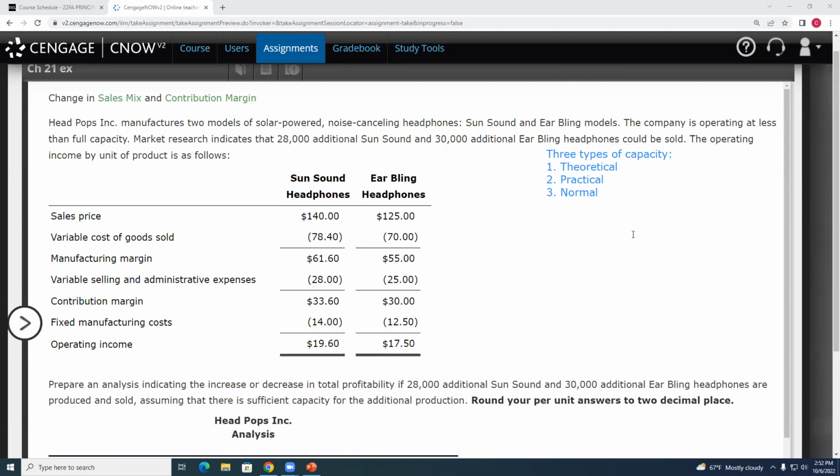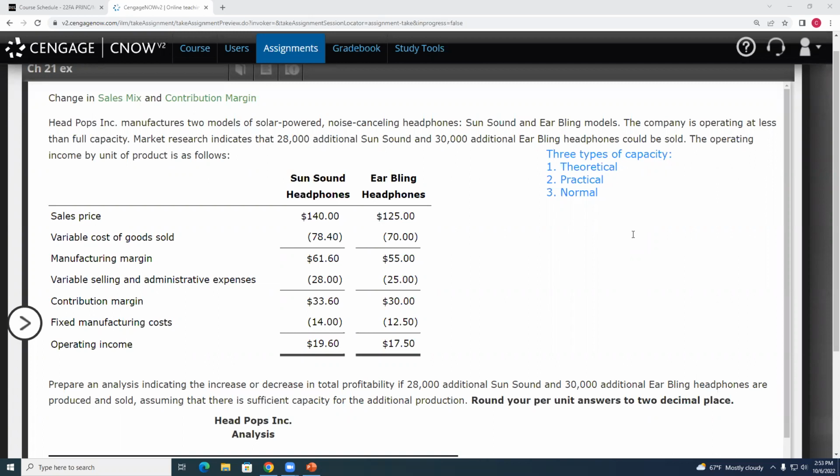So three different versions of what does that word capacity mean? There's theoretical capacity, practical capacity, and normal capacity. Theoretical capacity means, in a perfect world, if our equipment, our plant, our facility could run 24/7, 365, no stoppages for vacations, the machines never break down, never need maintenance, our workers don't take breaks, we're running flat out with no slowdown, how much could we possibly make?